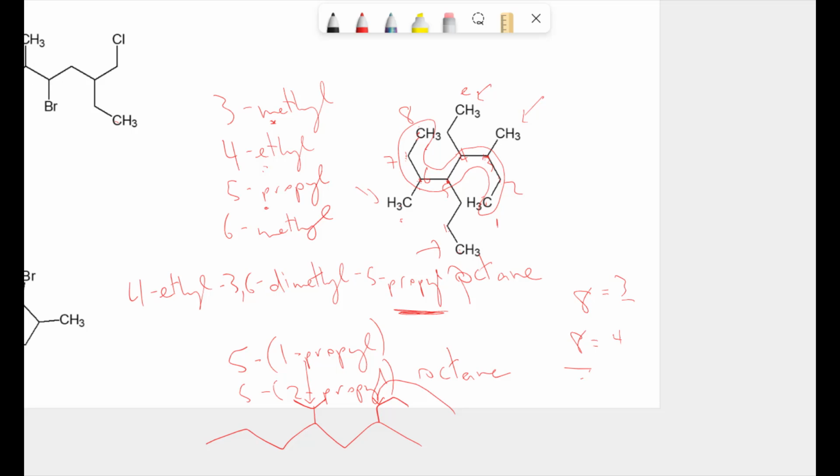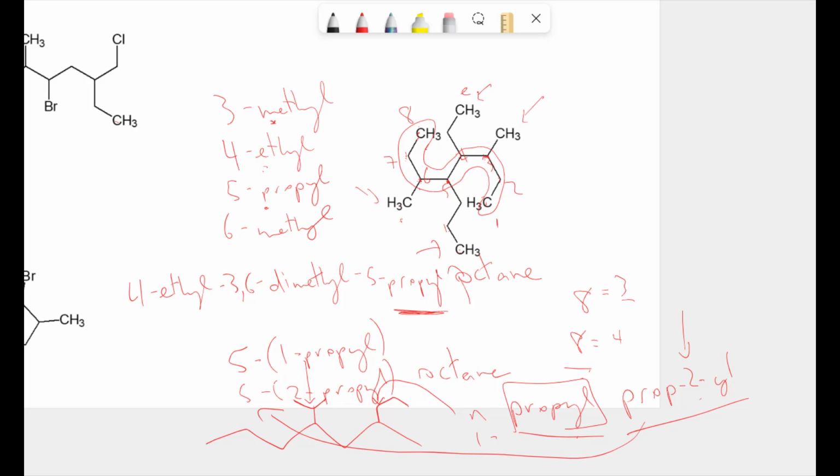But the way IUPAC does it now is they just assume propyl is going to refer to the straight chain. So there's no need for an N, there's no need for a 1 anymore. You just say propyl and that denotes that. And then for the 2 position, you can write it as a prop-2 like that. And that's telling you that in the 2 position of this propyl group, that's the attachment point to the 5 carbon over here, like that.